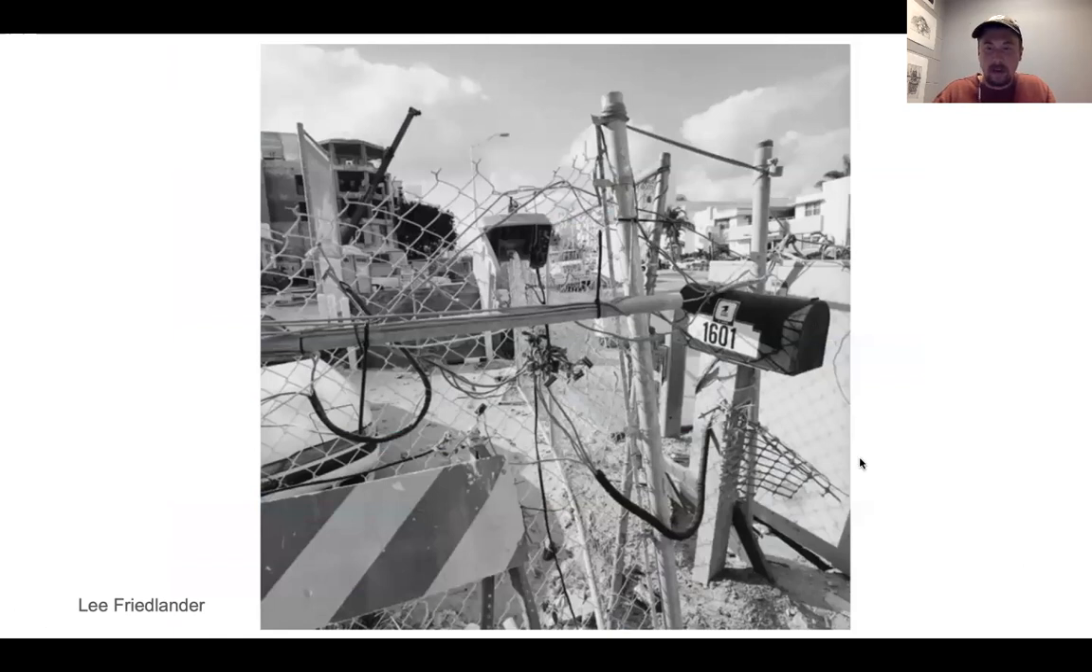Image by Lee Friedlander. Again, just an interesting use of space. A lot of things happening in this image. Again, black and white, we're thinking about form a lot more and the shape of the imagery. Again, unexpected ways of taking photographs.